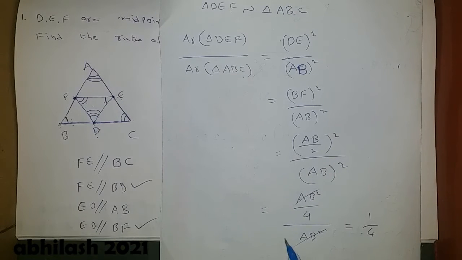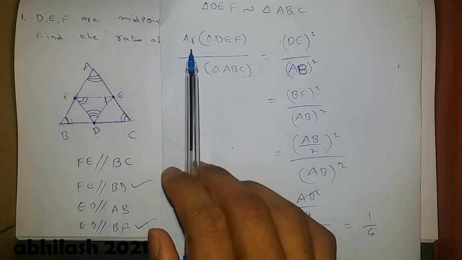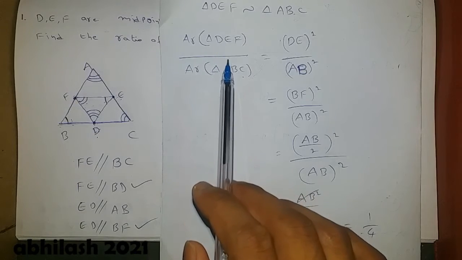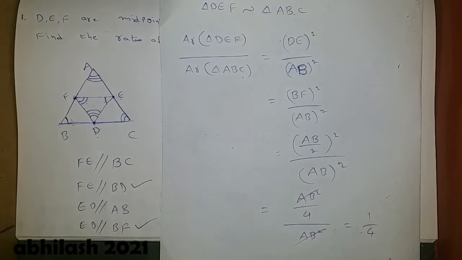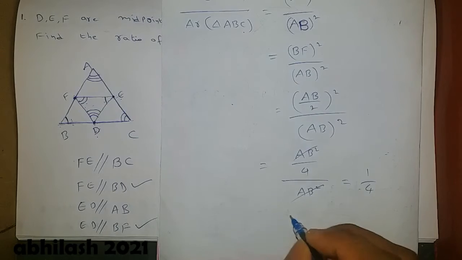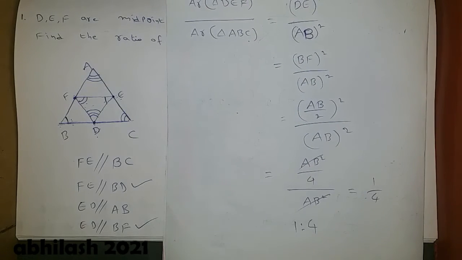If we say it as a ratio, the ratio of the area of triangle DEF to the area of ABC is equal to 1:4 ratio.